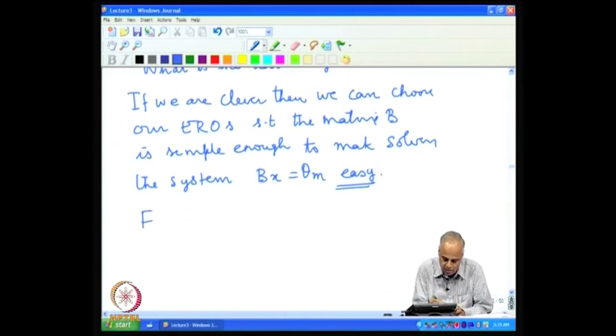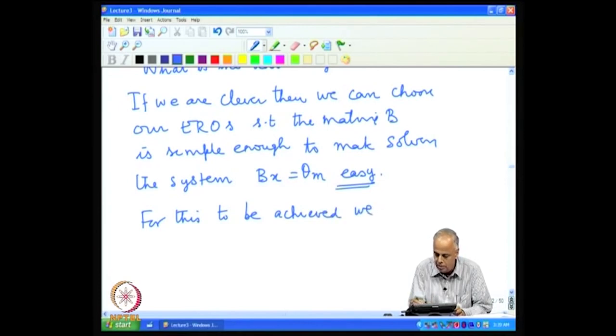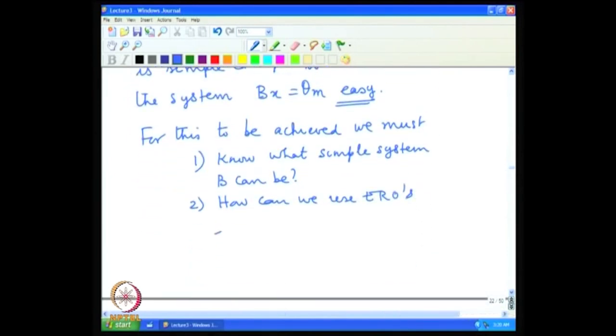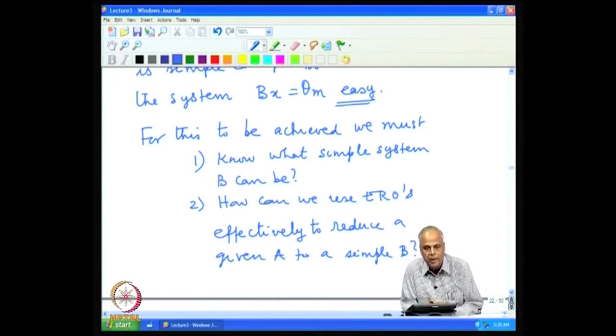For this to be achieved, we must, one, know what simple systems B can be, two, how can we use EROs effectively to reduce a given A to a simple B. We shall look at EROs and these simple questions of reduction in the next lecture.